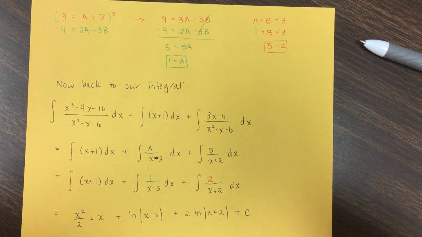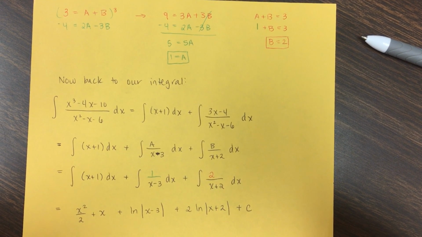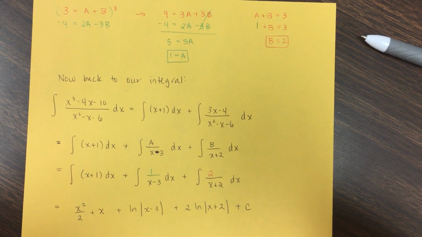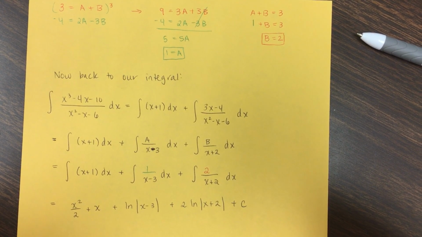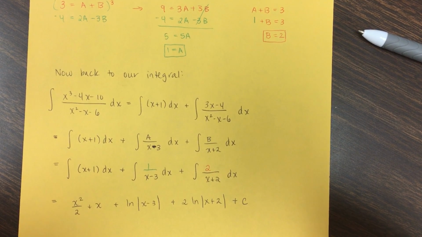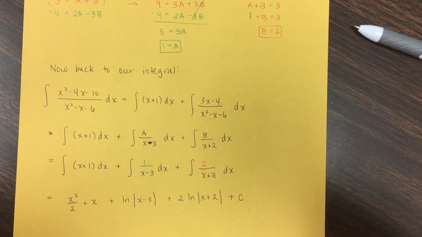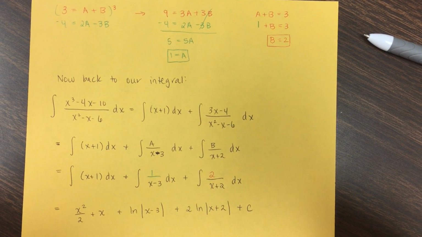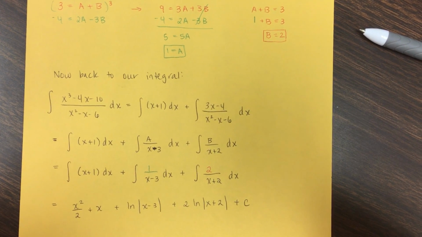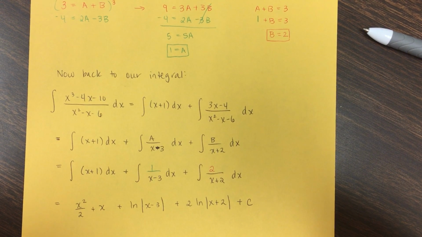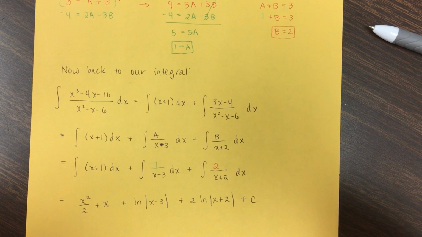So with my new coefficients, I can go ahead and rewrite my integrand. From my long division, the first thing I was able to do is write it as x plus 1 dx, and then that second term, 3x minus 4 over x squared minus x minus 6. So then we just spend a little bit of time solving for A and B. I'm writing in pen, I made a little mistake right there. So you'll see in the second line, it should be A over x minus 3 dx plus B over x plus 2 dx. And we solved for A equals 1, B equals 2.